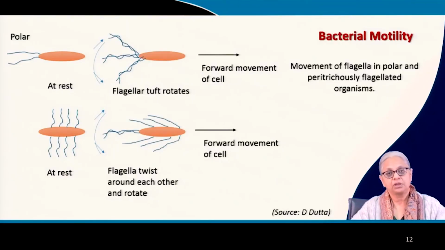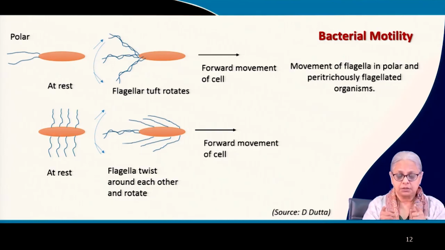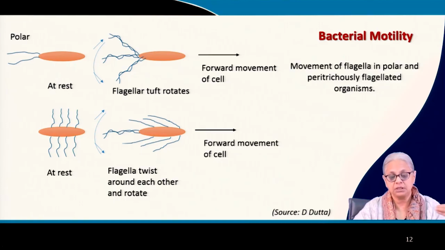How does the bacteria move in water? So here we have a polar arrangement of the flagella. So here is a bacterial cell. It has only two flagella. Now these two flagella will sort of braid around each other. They will form a structure, and this structure will move to and fro, literally. So this is the nature of the movement of the flagellar tuft, and this will push the cell in a forward direction.